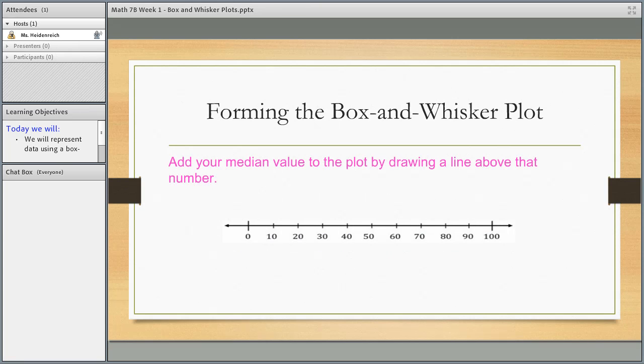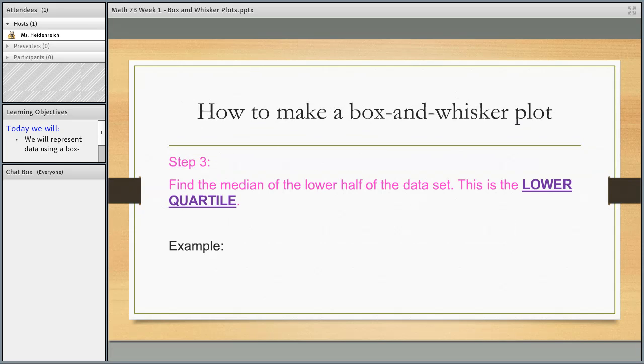All right, so now that we've found our median, I'm going to go ahead and draw a line either on my number line or above it, and that's going to be part of my box and whisker plot. And then we're ready to do the next step, which is to find the lower quartile. The lower quartile is the median of the lower half of the data set.